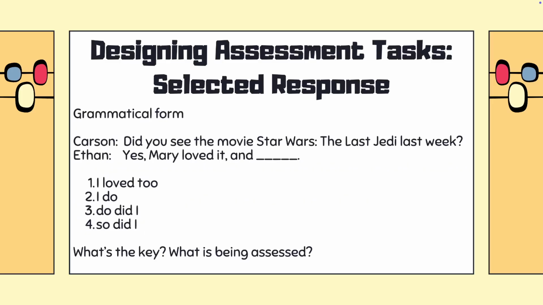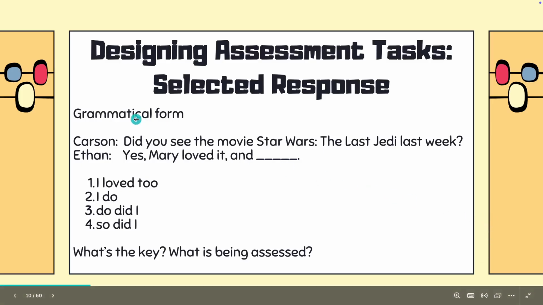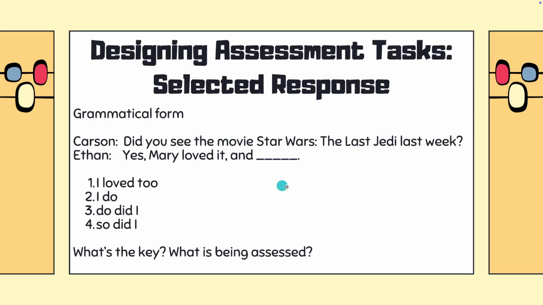Okay, so here are some examples. Now, these are very basic. You've seen them a million times in your own learning experiences, but what you should be looking at here is what is it that we are assessing. So here we're looking at grammatical form. Okay, so we have this short dialogue and then we have our 4 responses. So you should be asking yourself every time you see these, what's the key and what is actually being assessed? Because remember, we are assessing grammar here. We're not assessing reading, and we're not assessing vocabulary, and we're not assessing writing, obviously.